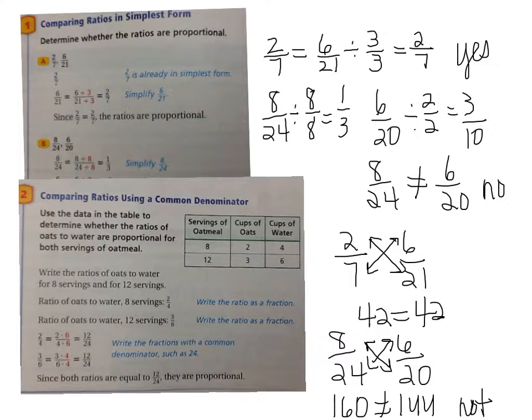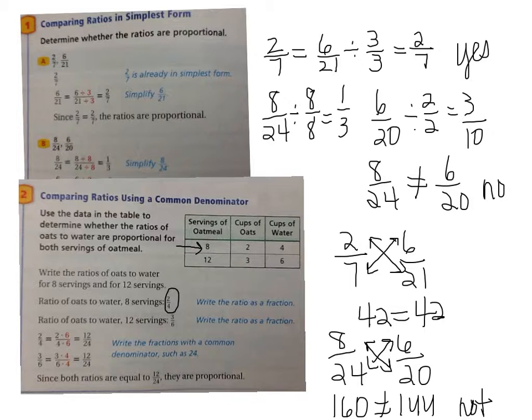It says you can compare ratios using a common denominator as well. It says use the data in the table to determine whether the ratios of oats to water are proportional for both servings of oatmeal. Write the ratios of oats to water for 8 servings and then again for 12 servings. The ratio of oats to water for 8 servings, so we're looking here, is going to be 2 cups of oats to what? 2 cups of oats to 4 cups of water. So this ratio stands for that, 2 cups of oats to 4 cups of water.